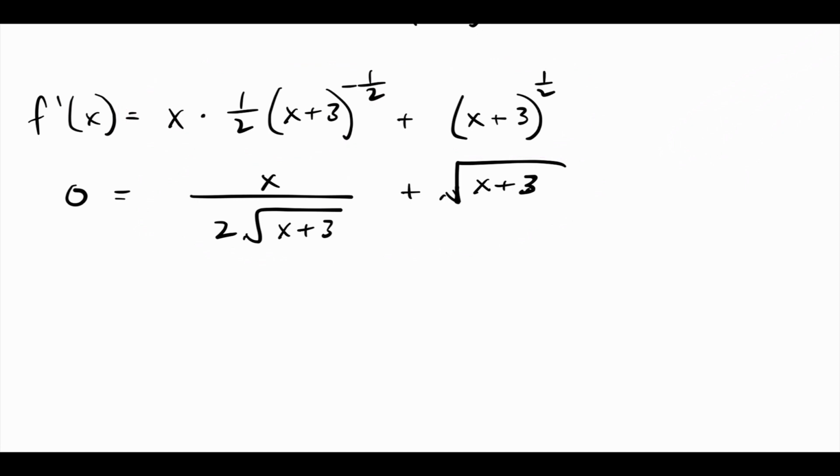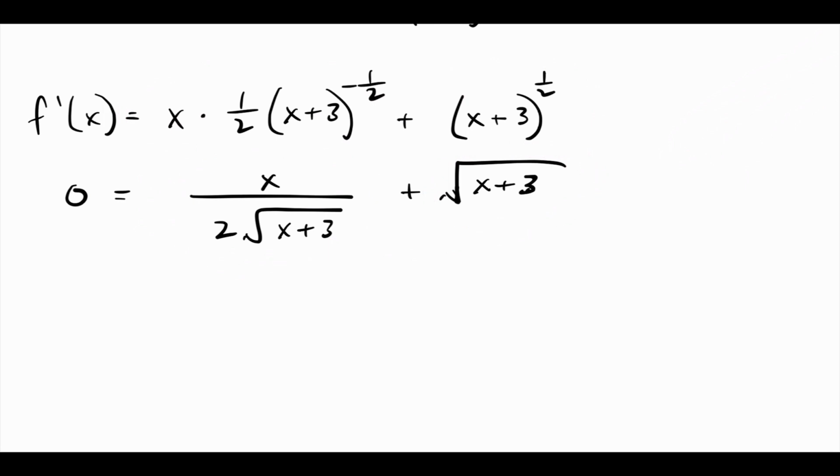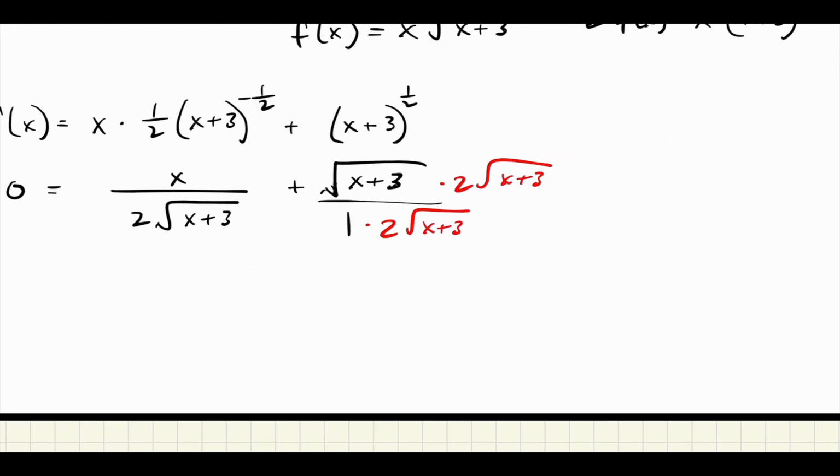Well, to solve it, right now we have 2 fractions, right? I have this guy and then I have this guy. To solve it, I'm going to need to combine them. So to combine them, I need common denominators. So this one's just got a denominator of 1 right now. Well, it's missing a 2 and a root x plus 3. So the common denominator for both is 2 root x plus 3.